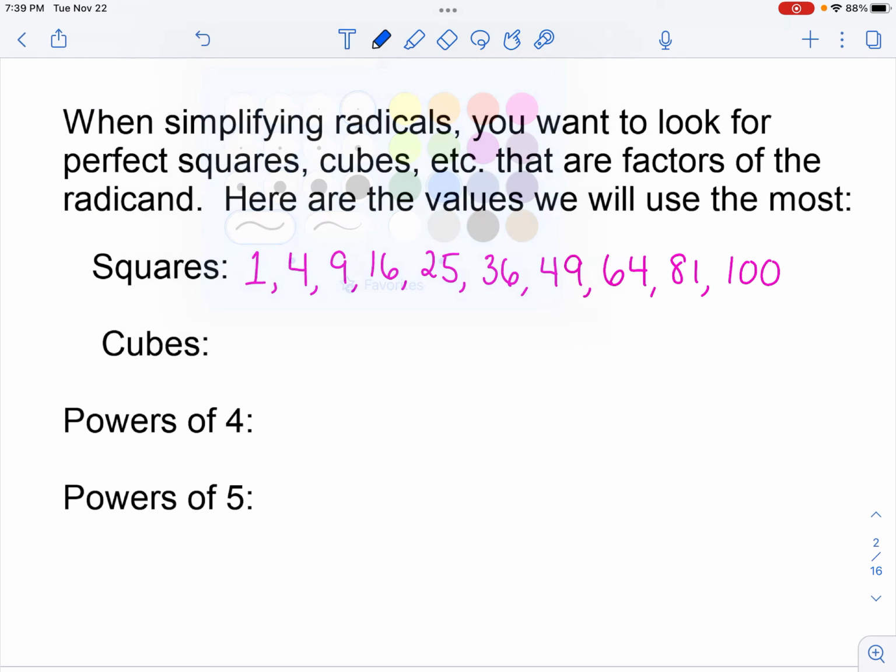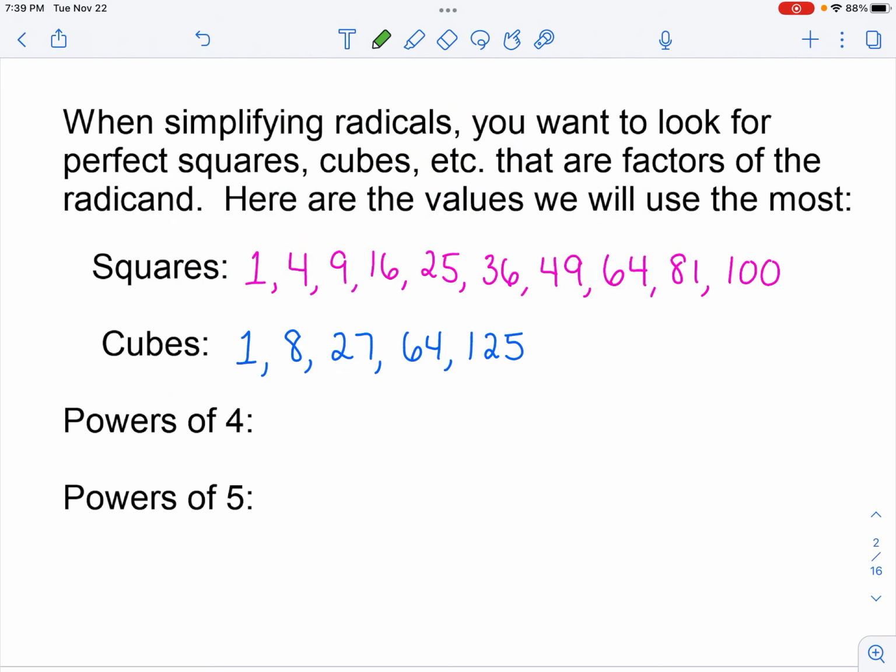Then when it comes to cubes, well, 1 to the third is 1, 2 to the third is 8, 3 to the third is 27, 4 to the third is 64, 5 to the third is 125. And I could keep going, but these numbers are already getting pretty large, so they're not super likely that we're going to have numbers higher than that to deal with.